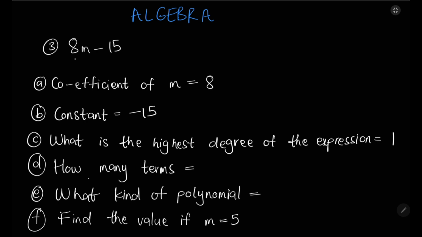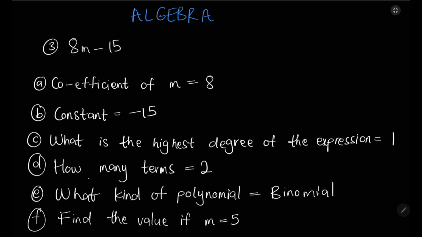How many terms? 8m minus 15. So we have 1, 2. We have 2 terms. What kind of polynomial is it? Is it a monomial, binomial, or a trinomial? We have 2 terms, so it's a binomial.